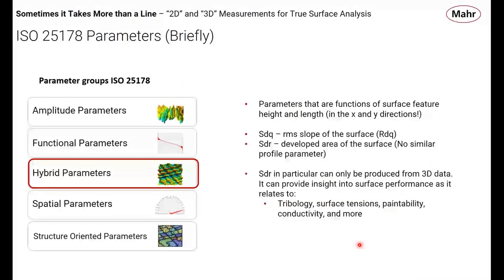Hybrid parameters. If you remember back to amplitude parameters, I said that those were parameters only calculated based on surface height. Hybrid parameters are calculated based on height and length, and by length I mean length in the XY direction. The most obvious of these would be slope. You can't calculate slope without an XY component. Sdq does exist, so there is a 2D version. Sdr is probably the more important of the two. This is the developed area ratio. Can't really do that in 2D.